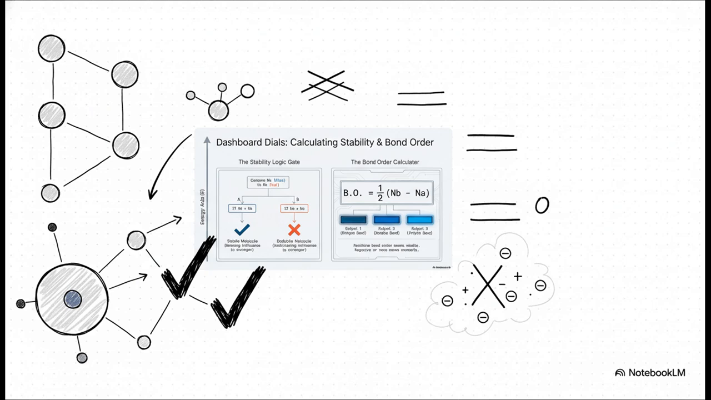First is what I call the stability logic gate. Do you have more electrons in bonding orbitals than in anti-bonding ones? If the answer is yes, congrats, you've got a stable molecule. Second, we can calculate something called the bond order, using the formula you see here.